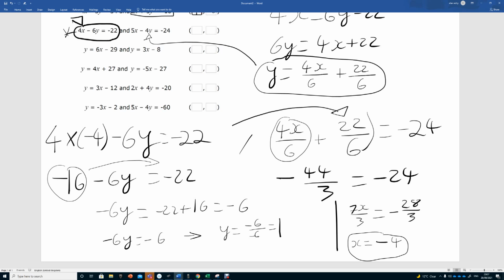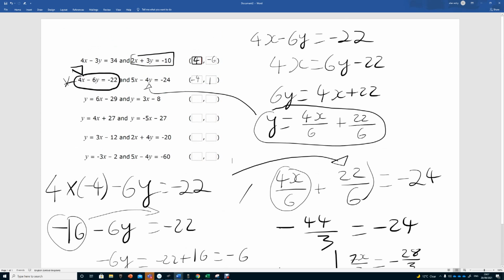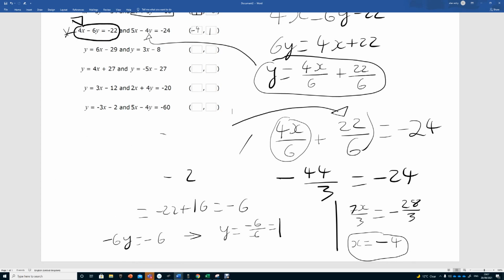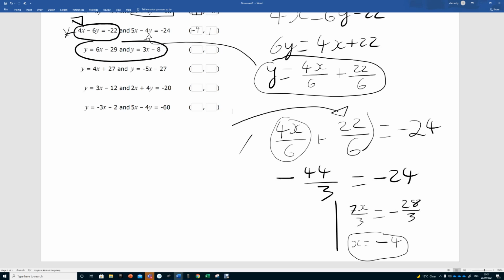So we say the point of intersection is minus 4, 1. And that's fairly straightforward. I'll go through one of the next ones. The next one's quite nice because it's giving you y as the subject in both cases.